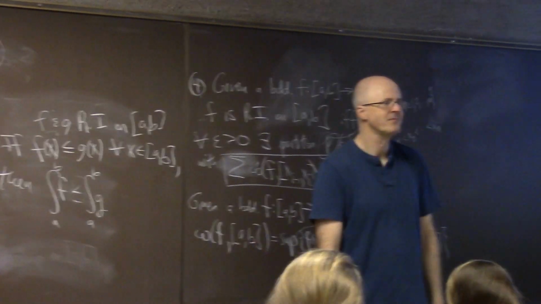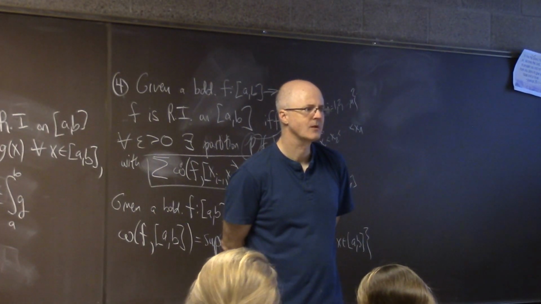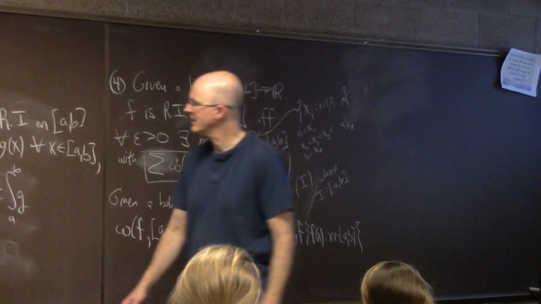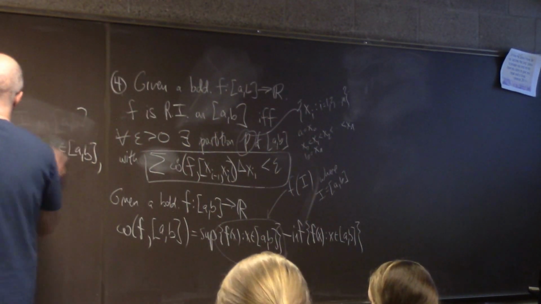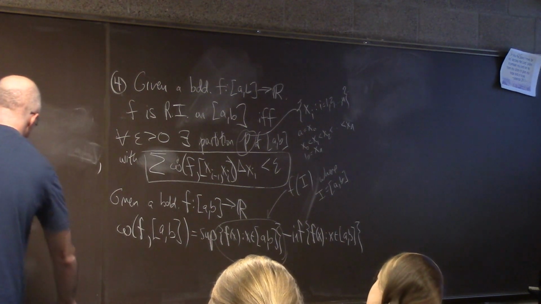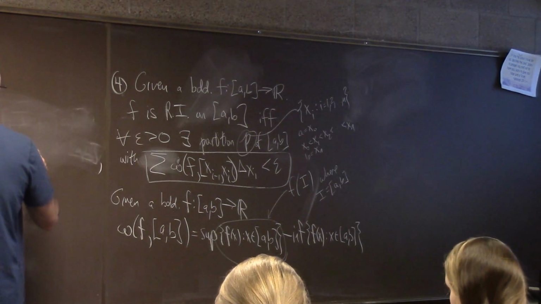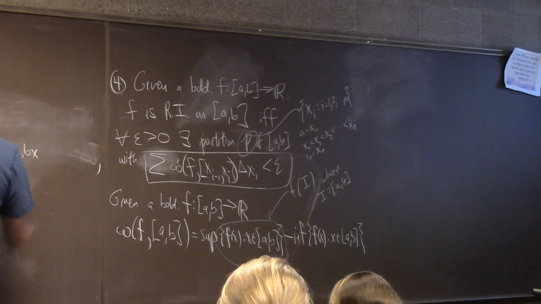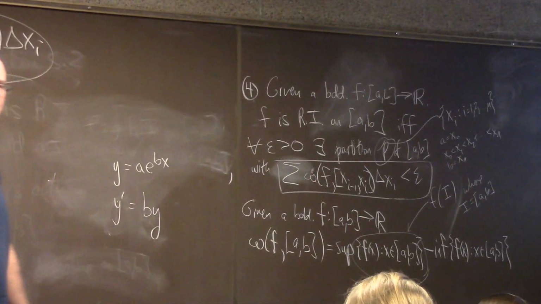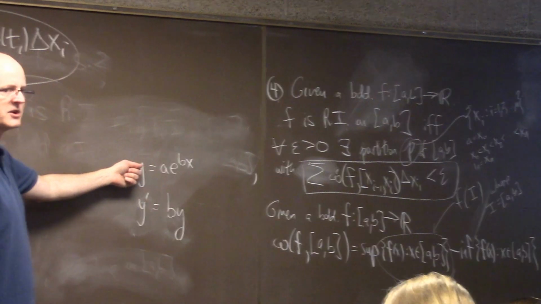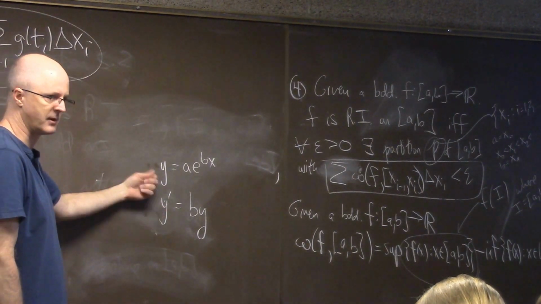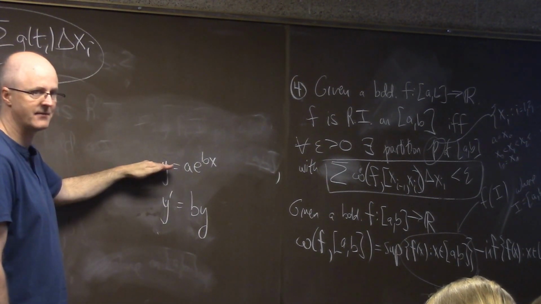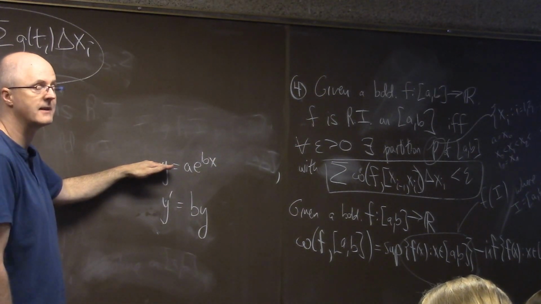We also proved that a times e to the bx is a general solution of a differential equation. y prime equals by was the differential equation. That means both that this function is a solution of the differential equation, since its derivative is b times itself by the chain rule, and that any solution of the equation is of this form. That was the more important, more difficult thing, I should say.